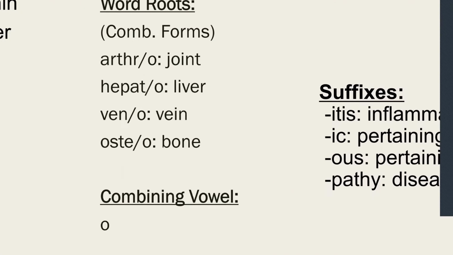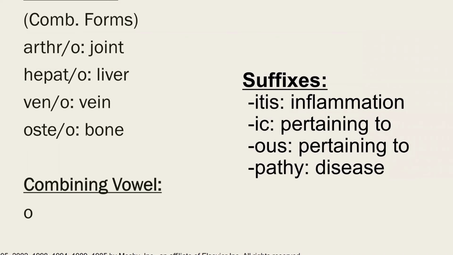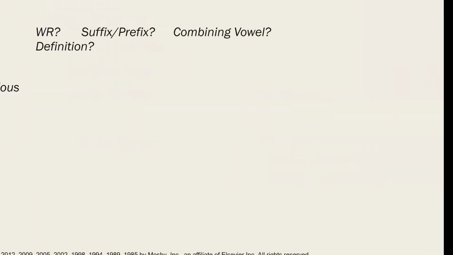And then, of course, the suffixes. We've used itis quite a bit today, meaning inflammation. Ic just means pertaining to. Ous and pathy, also used a couple of times today, pathy meaning disease. And then ous, also meaning pertaining to, just like ic. So in this case, we have two different suffixes meaning the exact same thing.